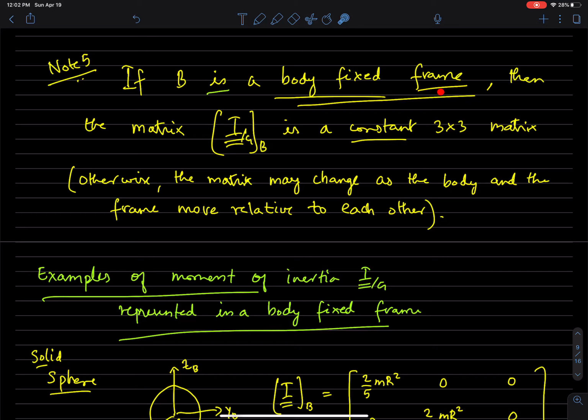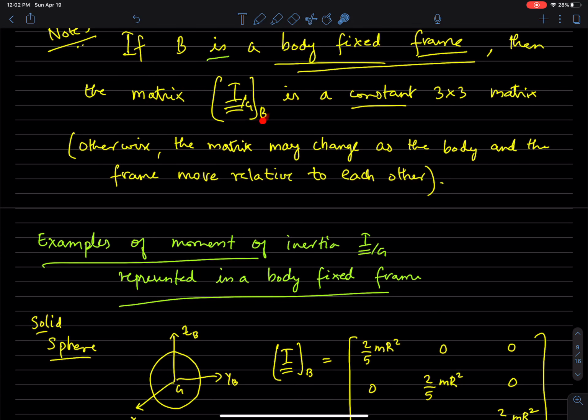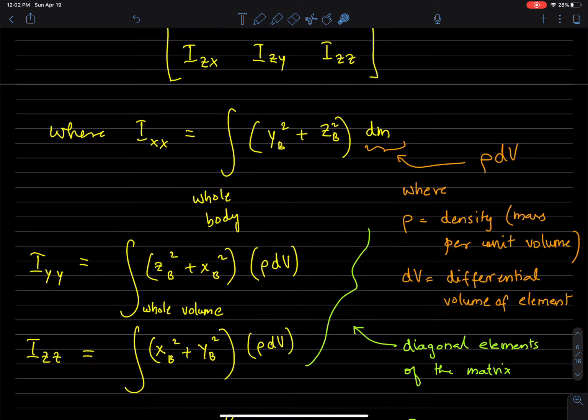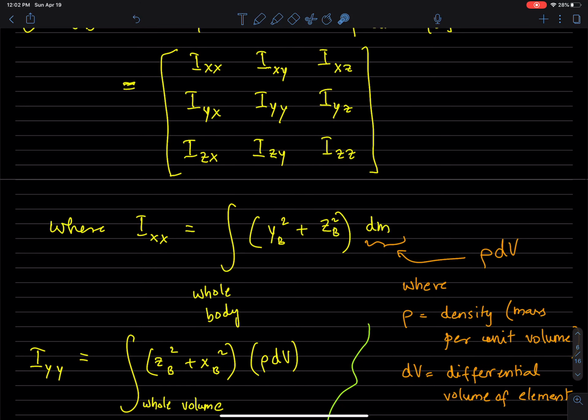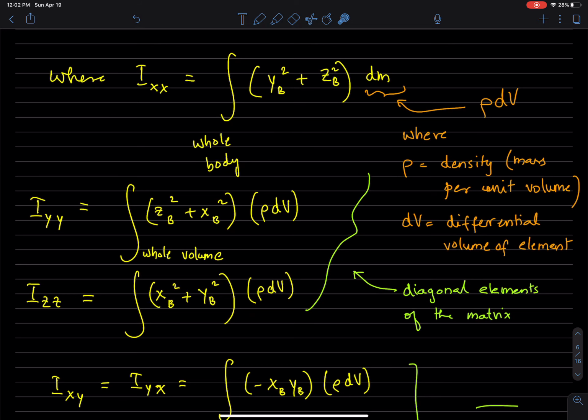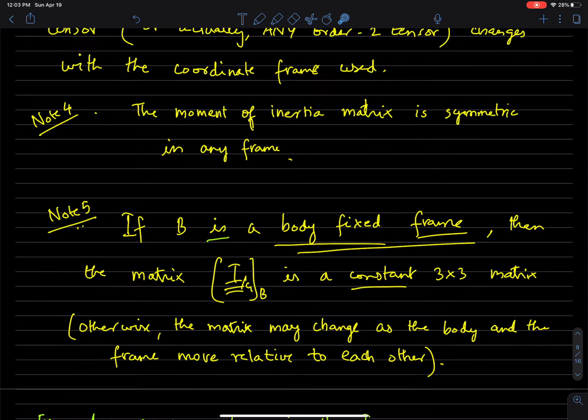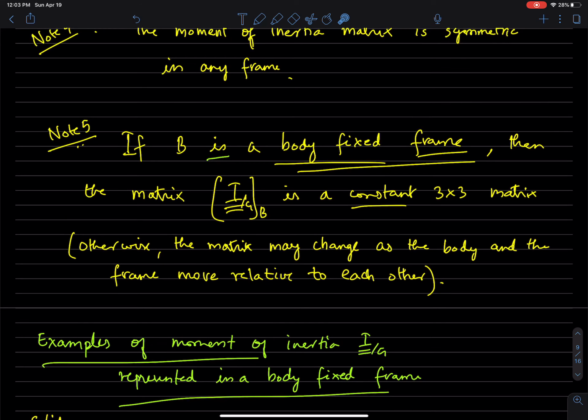If B is a body fixed frame, defined in that manner, then it turns out that the moment of inertia matrix in that body fixed frame B is a constant. Each element will be a constant because the frame doesn't move relative to the body, so all these integrals will just result in some constants because the points are not moving relative to the frame B. Okay, so if B is a body fixed frame, then I in frame B is a constant.